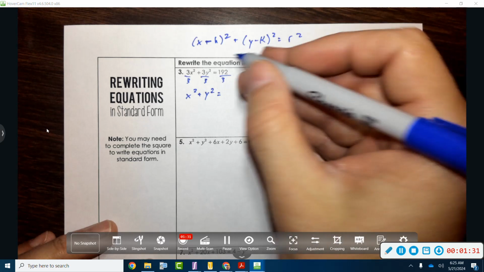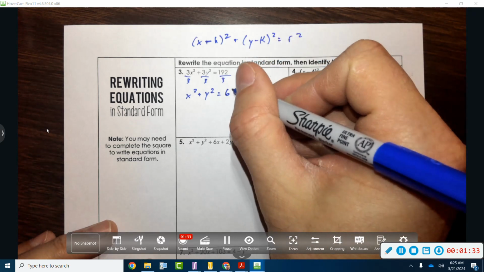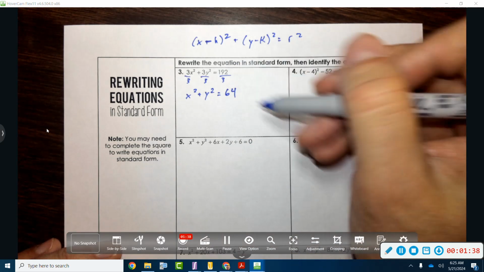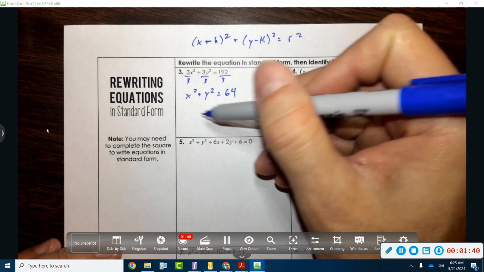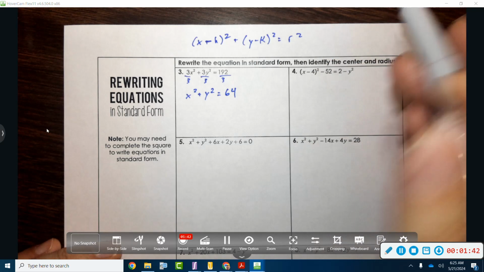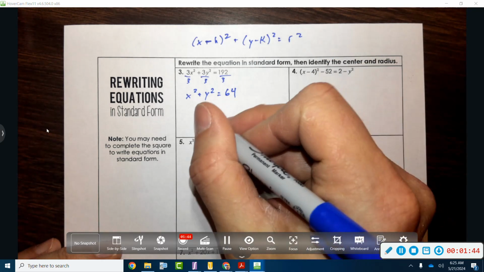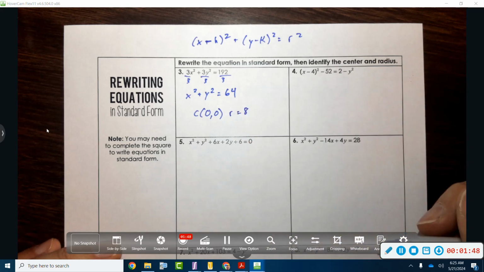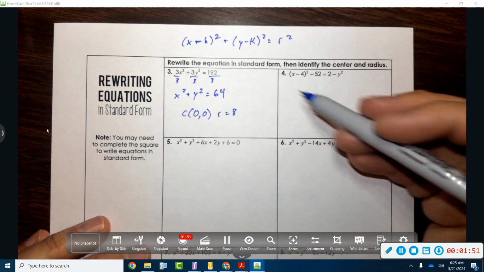We know where the center is now. And whatever 3 goes into that, what is that, 64. So now we know that this guy is a circle with a radius of 8, and his center is 0, 0, okay? It does say identify the center, so we'll go ahead and do that. And the radius is 8, all right? That's simple.